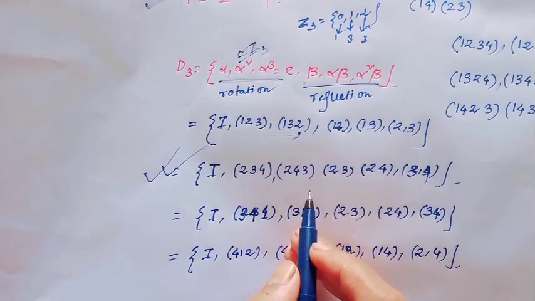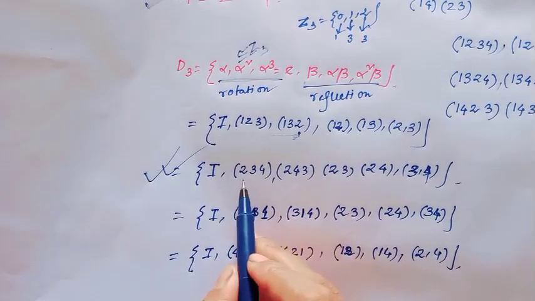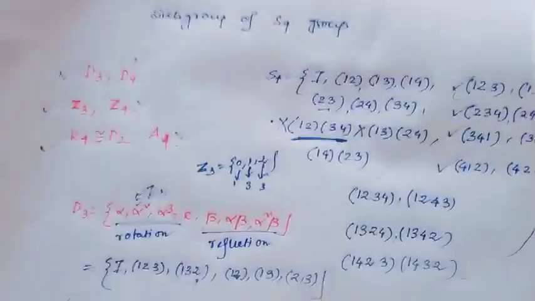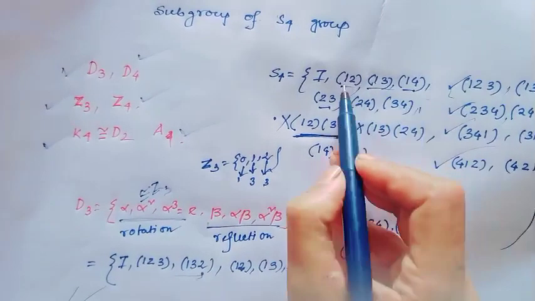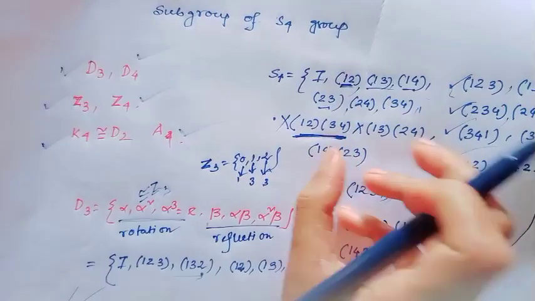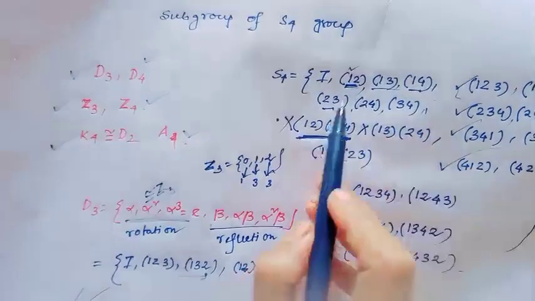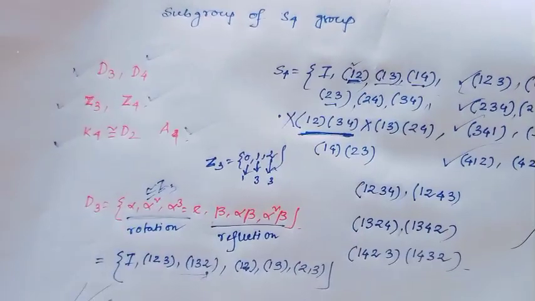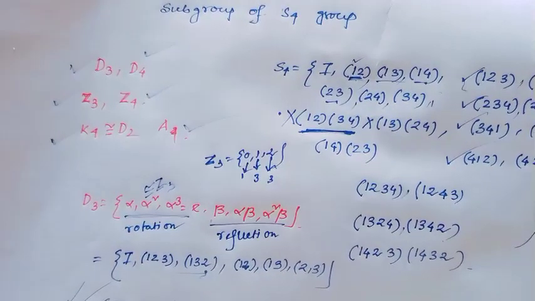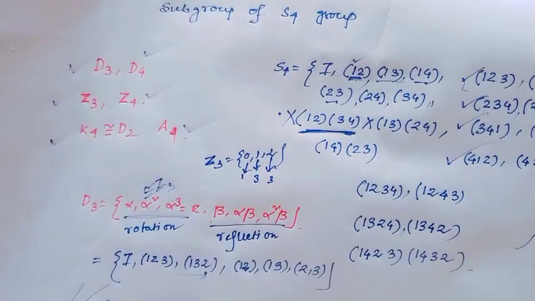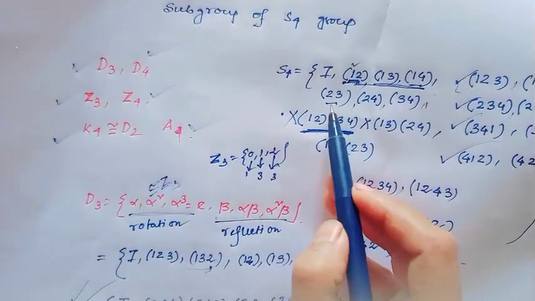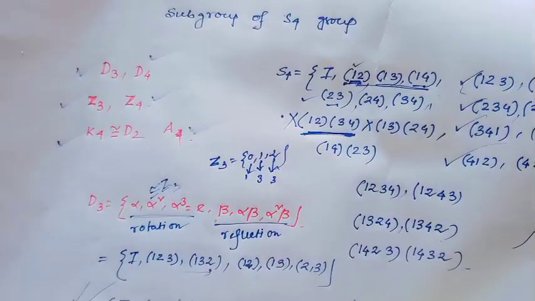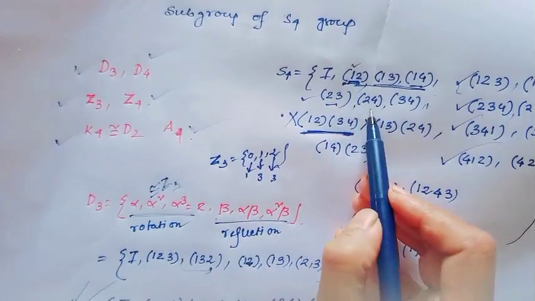And one thing is very noticeable here: in the 3 cycle, 1 is fixed. So from the 2 cycles in S4 we cannot choose this type of cycle, because this cycle contains the element 1, and if we choose it, the image of 1 would be different. So we cannot choose this type of cycle. We can obviously choose this type of cycle. So consider (2 3), (2 4) and (3 4).